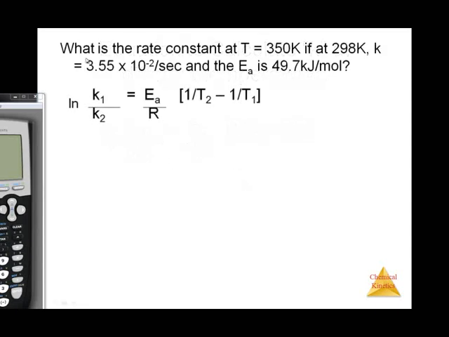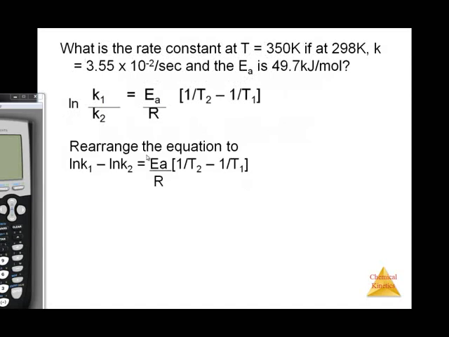So let's say we want to know the rate constant at temperature equals 350 K, if we know that at 298 K, the rate constant is this, and the activation energy is this. Okay, so this is the equation that I'm going to use. I can rearrange it. I can change this log of k1 over k2 to log of k1 minus the log of k2. And this part of the equation stays the same.